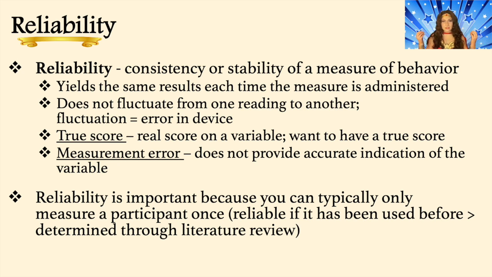a measurement that is constantly giving you measurement error. You can't go re-ask those same 50 people to participate again once they've already participated once. So typically we only measure a participant one time. Therefore, we want to make the most of it and use a reliable measure. So how do we know what is a reliable measure and what is not?